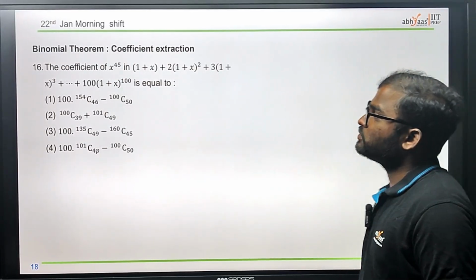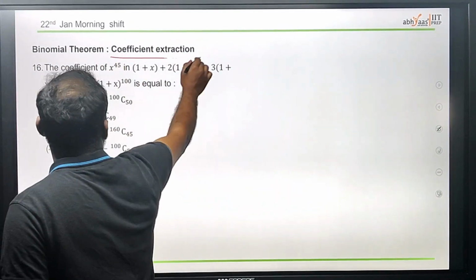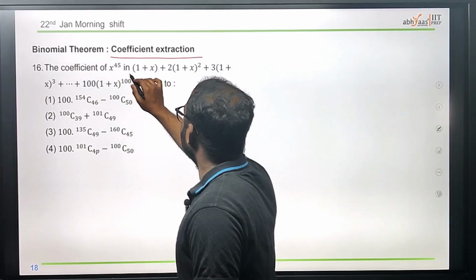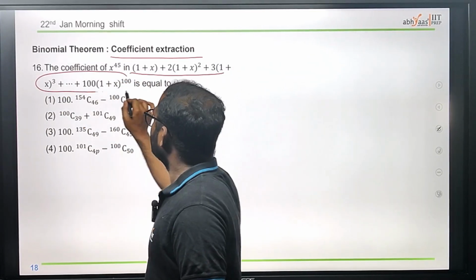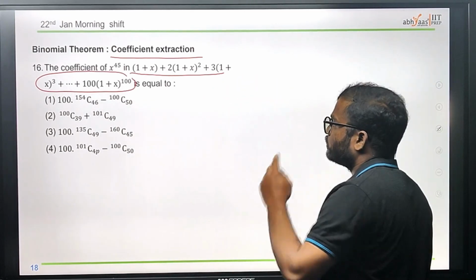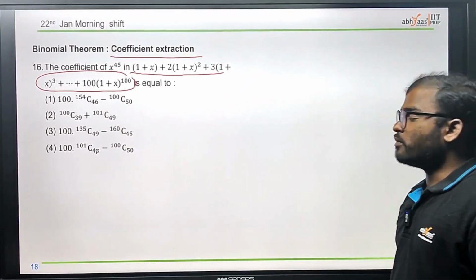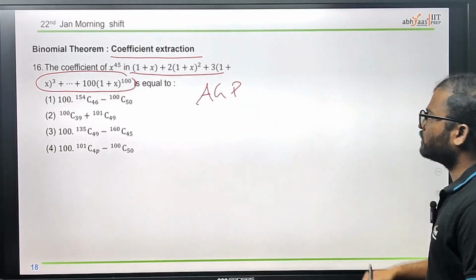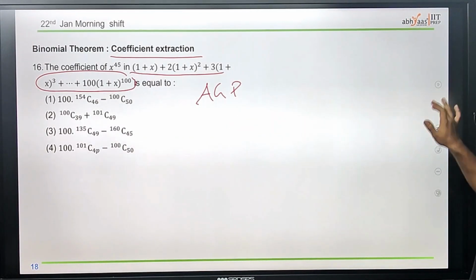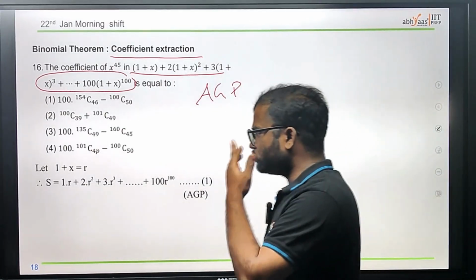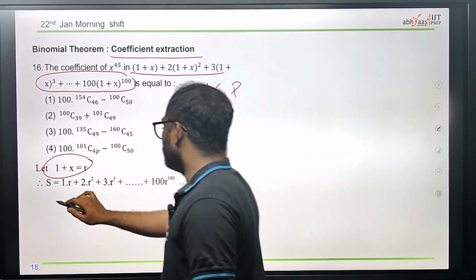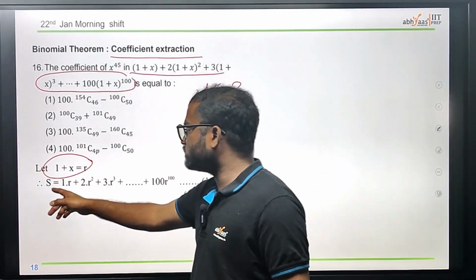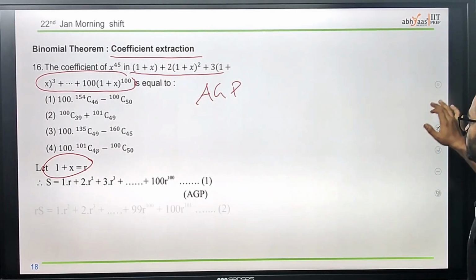Now coming to the next question based on the binomial theorem, coefficient extraction. Okay, we need to find the coefficient of x power 45 in this sequence, which has 1 plus x. Okay, if you observe, this is the AGP form, which is nothing but a geometric progression combined with an arithmetic one. Now just see here, we observe the pattern, just substitute 1 plus x as r. Okay, that is easy for us to understand. Okay, now just multiply this S with r.